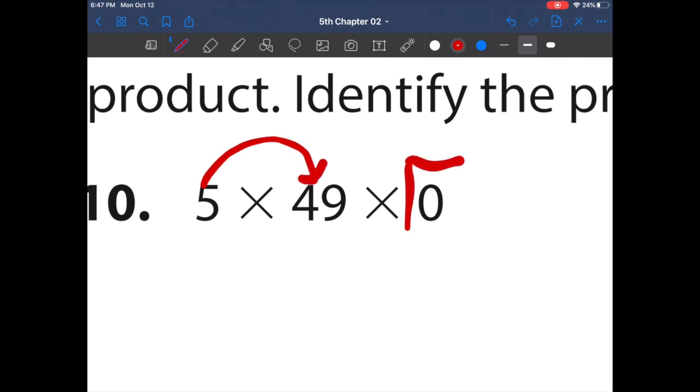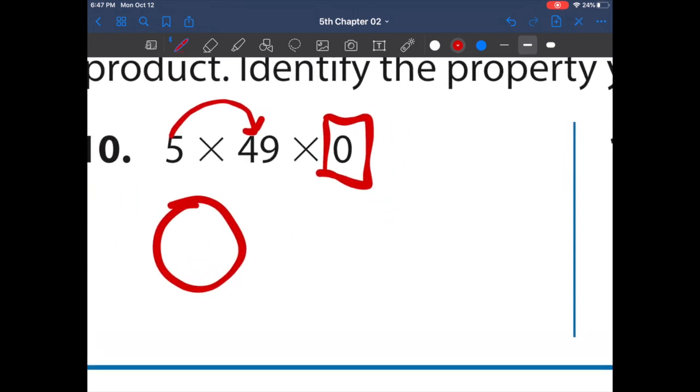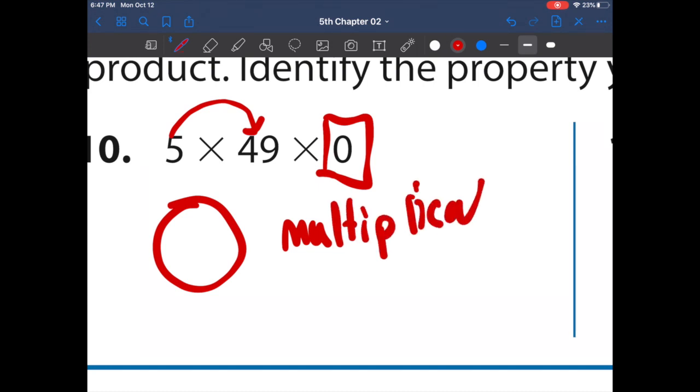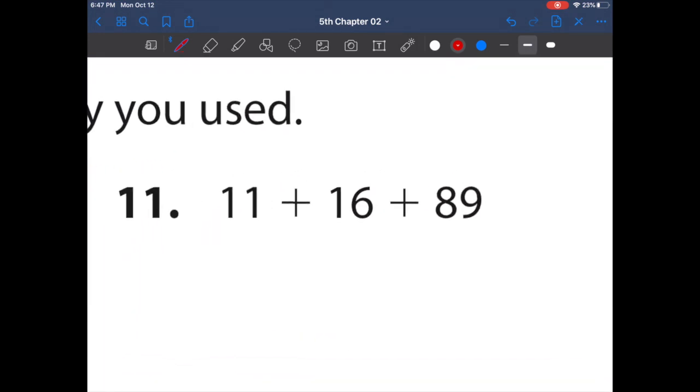All right, let's try another one. Well, 5 times 49 times 0. I already saw this right here, the 0. So anything times 0 is going to give me what? 0. So this is the multiplication property of 0. All right, let's try another one.